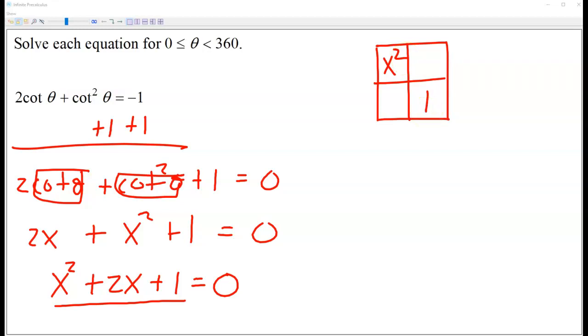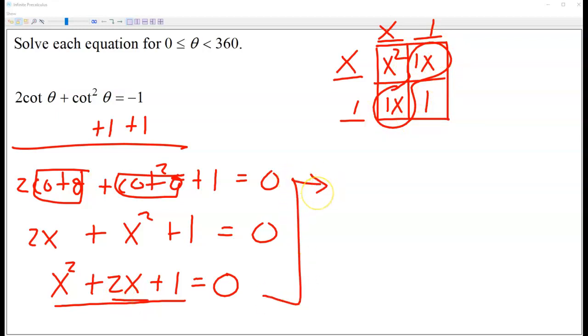And our goal is to find two numbers that multiply together to make x squared, which would be x and x, and two numbers that multiply together to make 1, which is 1 and 1. And then we complete our box. And we know that we've done this right so long as these two numbers here combine to make the middle, which they do. 1x plus 1x makes 2x. So we've got our answer, and therefore we've correctly factored this as x plus 1 times x plus 1 equals 0.